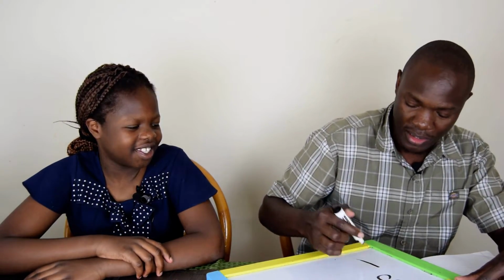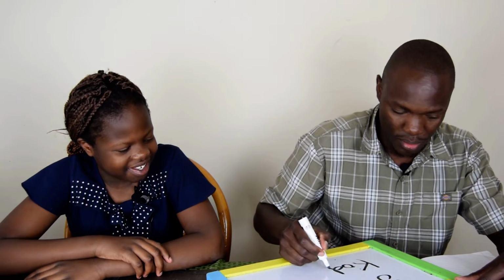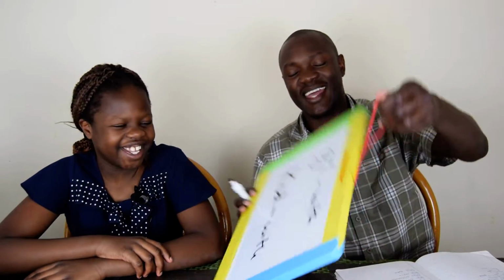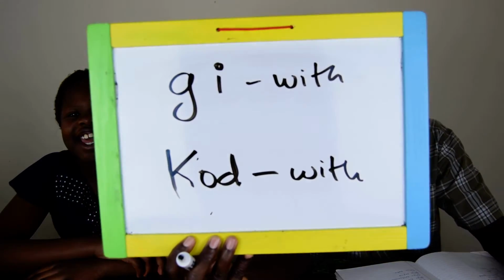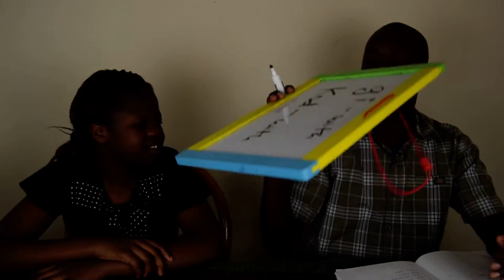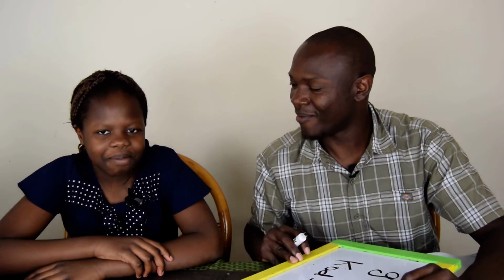And then the last two are gi and kod. Say gi. Say kod. Abiro gi owadwa. I am coming with my brother. Abiro kod owadwa. Same thing. Abiro kod owadwa, abiro gi owadwa, same thing.